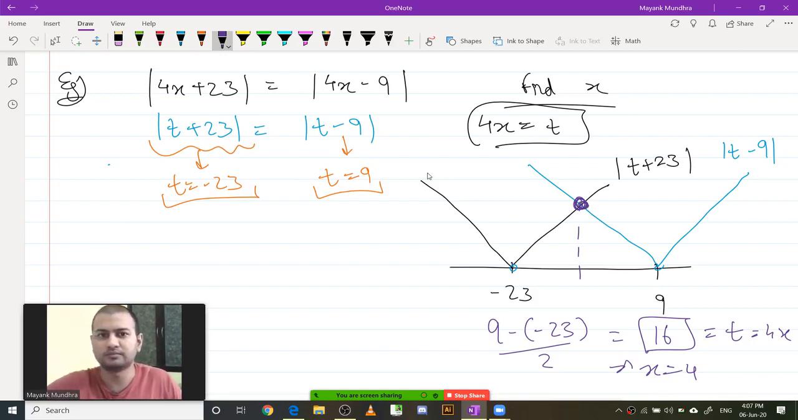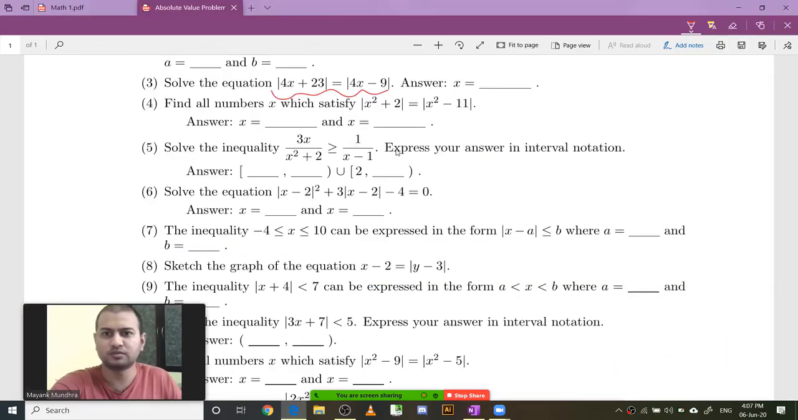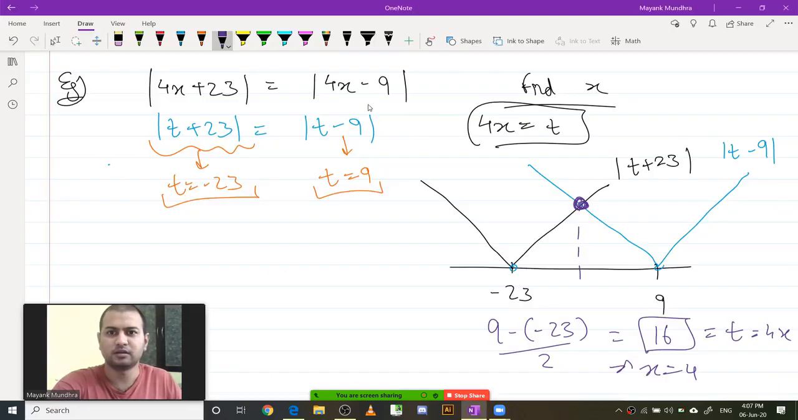Wait. x equals 4 is not correct. 4x plus 23 equals 4x minus 9 is happening at minus 23. So 4x plus 23.